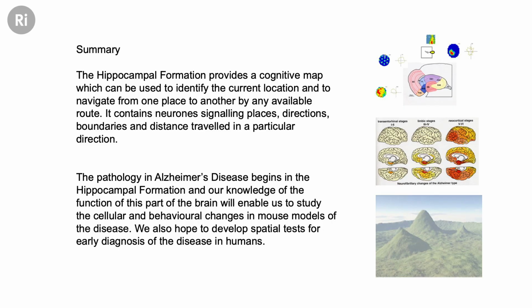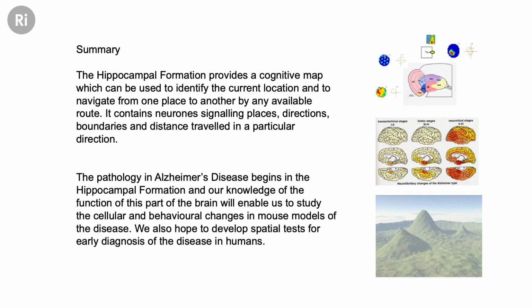Let me briefly summarize. The hippocampal formation, we believe, provides something like a cognitive map, which can be used to identify the animal's, the person's, current location, and to navigate from one place to another using any available route. And it's a very flexible system, and that's part of the heart of it. We now know quite a bit about, and I haven't told you all of the different cell types, I didn't have time, but we know a lot about the different cell types which go to make up the map. We also know, for example, that there are cells which represent objects in particular locations as well. It's no good having a map if you don't have any information about what you're going to find in different places.